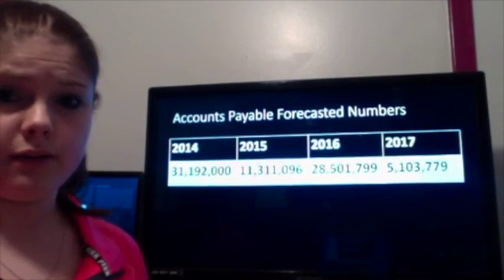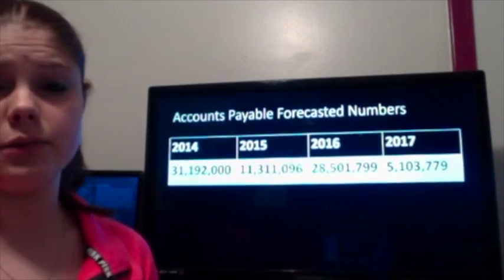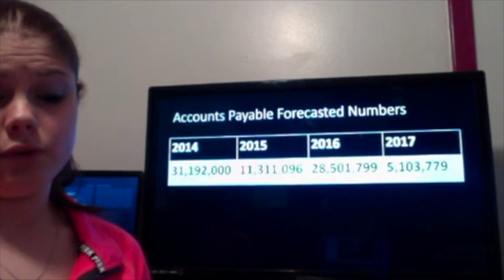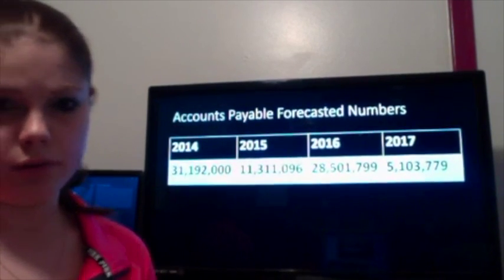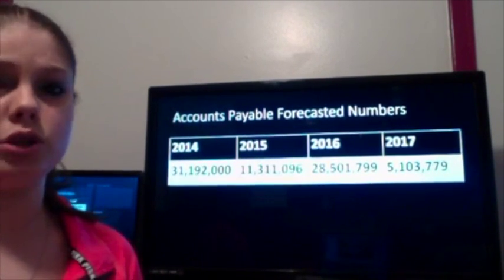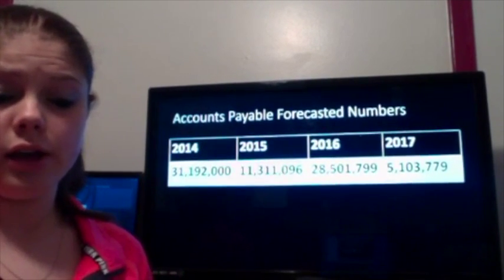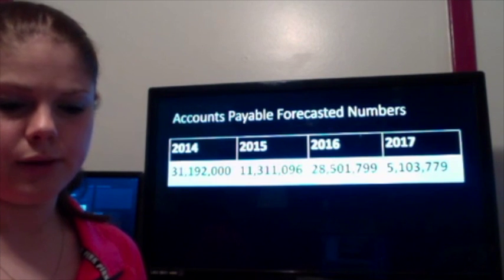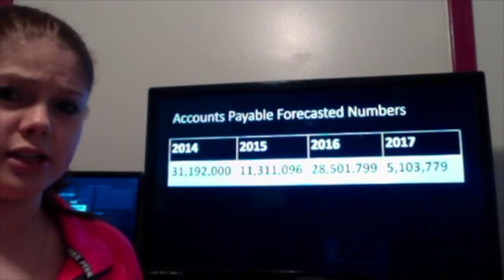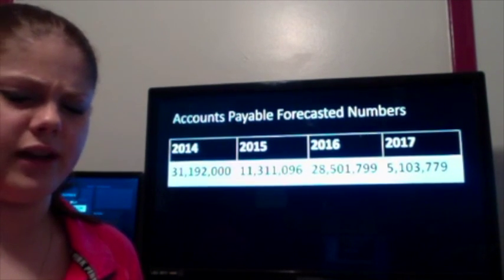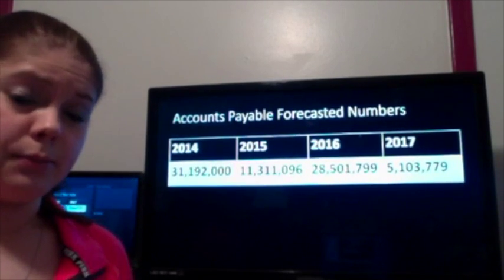2014 was one that we were given. 2015, 2016, 2017 we forecasted. In 2014 it was high, just over $31 million. In 2015 it seemed to drop a lot to just over $11 million. 2016 it jumped up again to about $28.5 million. In 2017 it seemed to drop a lot to $5 million.